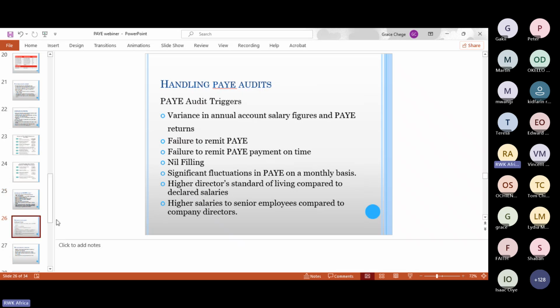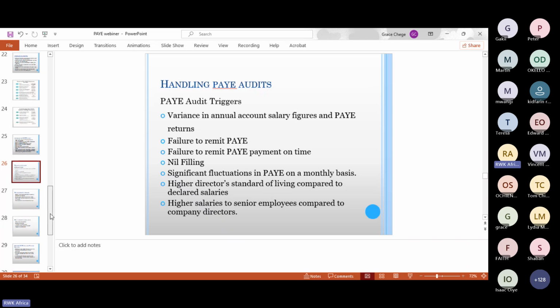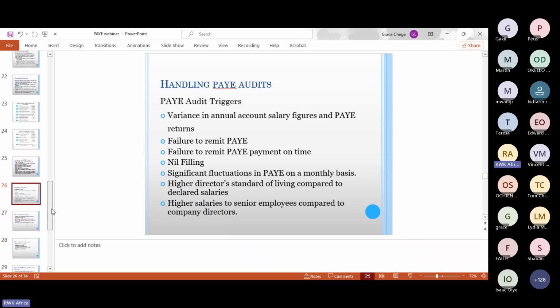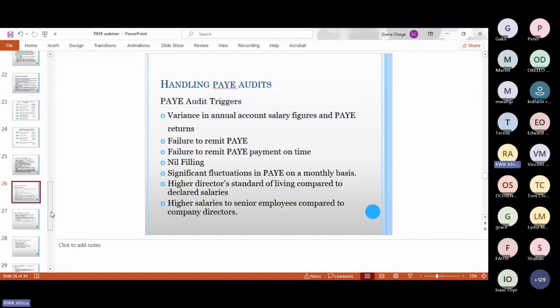The other bit that I wish to briefly mention is on tax audits and specifically PAYE audits. So a tax audit is the thorough examination of your returns, you as the taxpayer, by the KRA, just to ascertain whether you have been compliant. It can be on all the obligations that have been registered under your PIN, or it can be on a specific obligation. In this case, it can be on PAYE only.